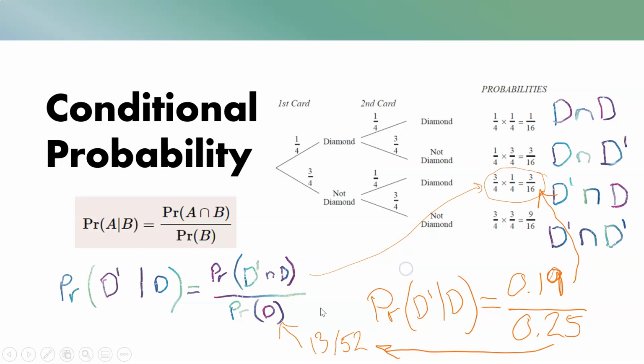0.19. And here, our diamond, well, there's 13 diamonds total. Our probability of a diamond is 13 out of 52, yeah? So we would go 13 divided by 52 gives us 0.25. That's how we can work out that probability of a not diamond being pulled after a diamond. Because you can't do a fraction over a fraction, that's why we work it into its decimal form.